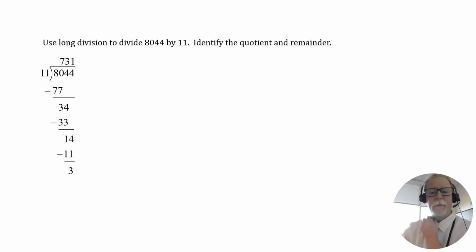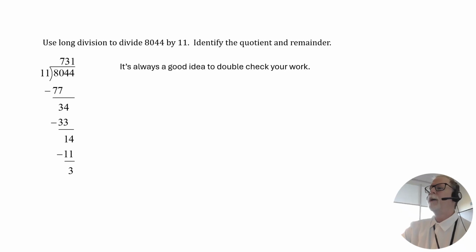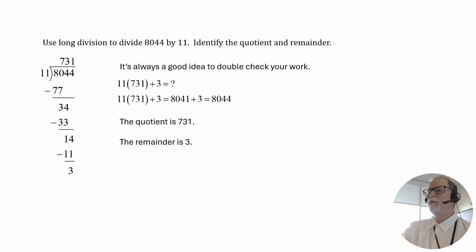I'm going to go ahead and double check it before I state what the answers are. And when you double check it, you're going to take the quotient, sometimes we just say answer or result, multiply it by the divisor, and add the remainder. And that should equal the dividend. And sure enough, it does. So we're good to go. So we've got the quotient, and the quotient is the thing you're writing at the top, 731 in this case, and the remainder is kind of the leftover at the bottom, remainder of 3. And we're done with this.